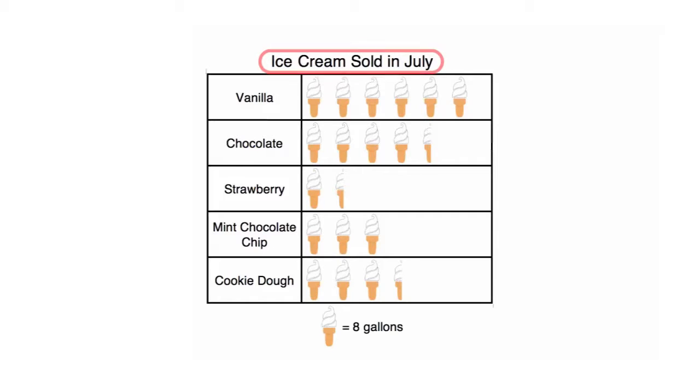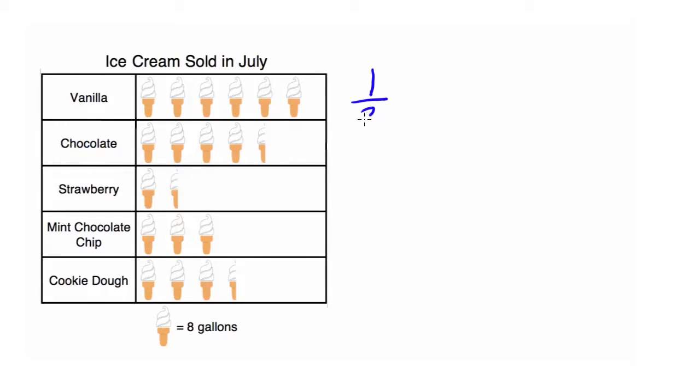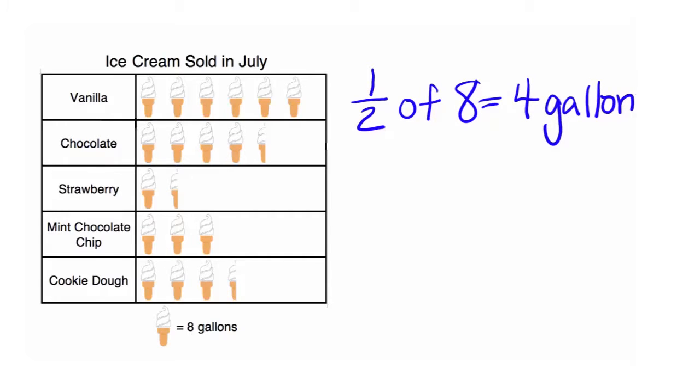Looking at the title, this is a graph that represents the amount of ice cream sold in July at an ice cream store. What is the scale? It looks like 1 cone represents 8 gallons of ice cream. What does a half cone represent? Well, I know that 1/2 of 8 is 4, so a half cone must represent 4 gallons.